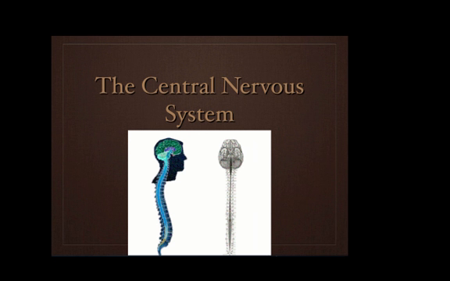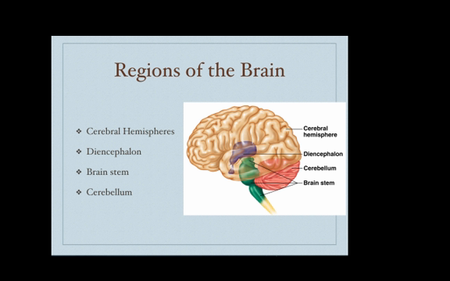Hello, this is the third nervous system lecture. We're going to talk about the central nervous system, its structures and functions. So here is a picture of the brain. The central nervous system is made up of the brain and spinal cord. We'll start off by talking about the brain.